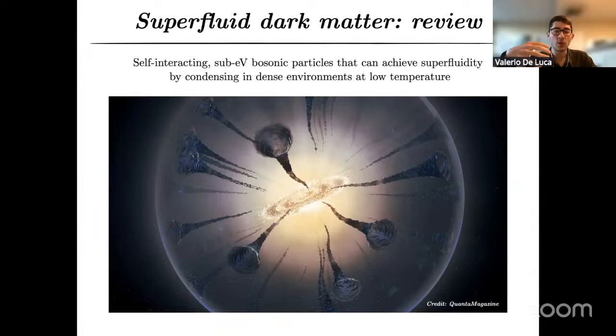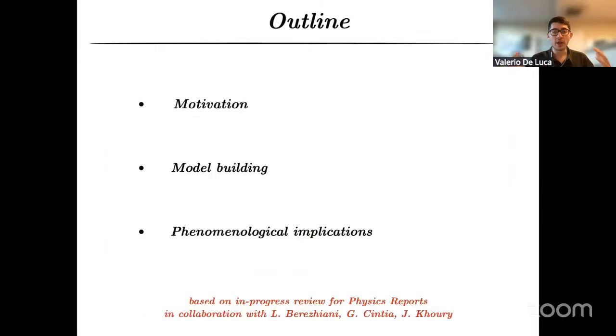So within this talk, I will try to provide the background of this model and potential prospects for observations. This was a brief motivation for the talk, and it will be divided into two main parts. The first part will be model building, building up the details of the model to see how we can realize superfluids in galaxies. Then in the second part, I will provide a few phenomenological implications for this model. The results I'm going to show today are based on a review we are finishing for Physics Reports with Lasha Berezhiani, Giordano Cintia, and Justin Khoury, which is supposed to be published in a month or so at most.